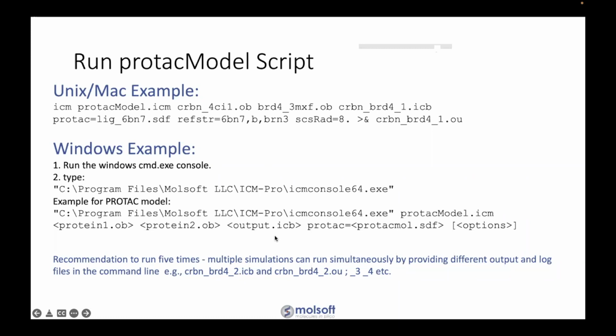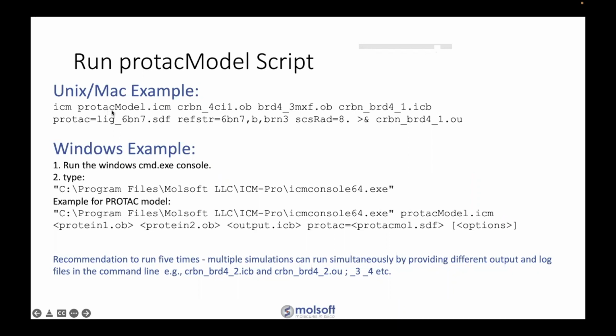So as I mentioned earlier, we're using a Monte Carlo bias probability Monte Carlo simulation. Generally, with these kind of simulations, it's best to run multiple times. So we would recommend to run this script at least 5 times.